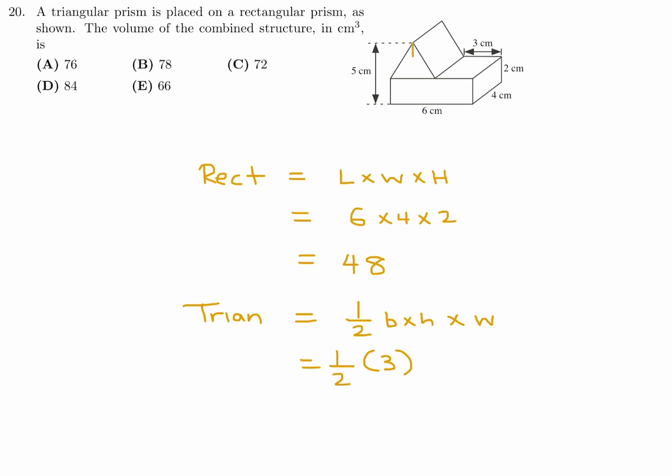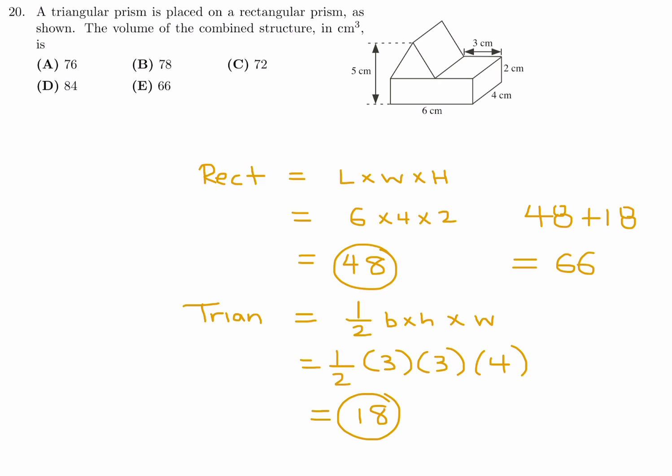The height, which is from top to bottom, they don't give us, but they tell me that this whole thing is 5 and that this is 2. So this height must be 5 minus 2, which is, again, 3. And then the width from there to there is the same as the width from there to there. So that's 4. So we've got 9 times 4 over 2, so it's 9 times 2, which is 18. And now we've got to add them both up. And when you do, you get 48 plus 18. And that is equal to 66. So number 20, the answer is E.